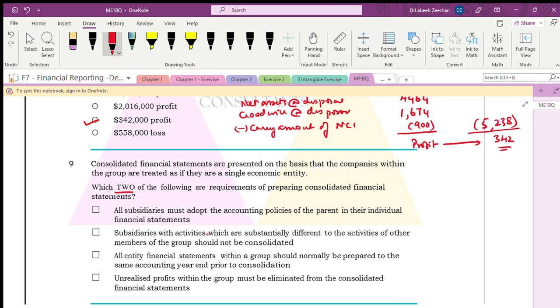Every mark is important. Consolidated financial statements are presented on the basis that companies within the group are treated as if they have a single common entity. When we are making a consolidated financial statement, we will group the things irrespective of whichever business it is. You will have multiple businesses, multiple areas, diversified. But when we are making a consolidation, it is a single economic entity.